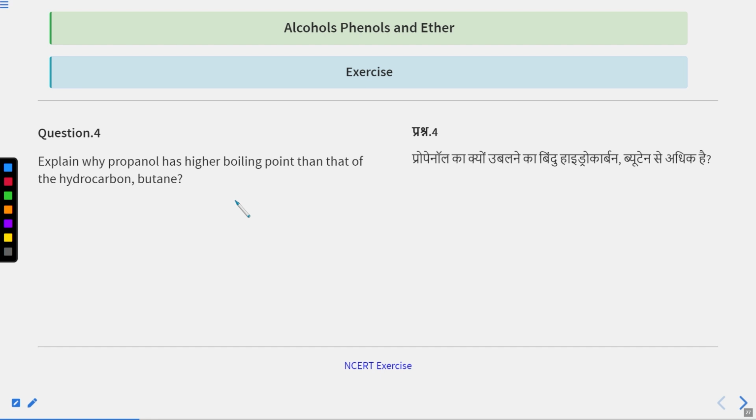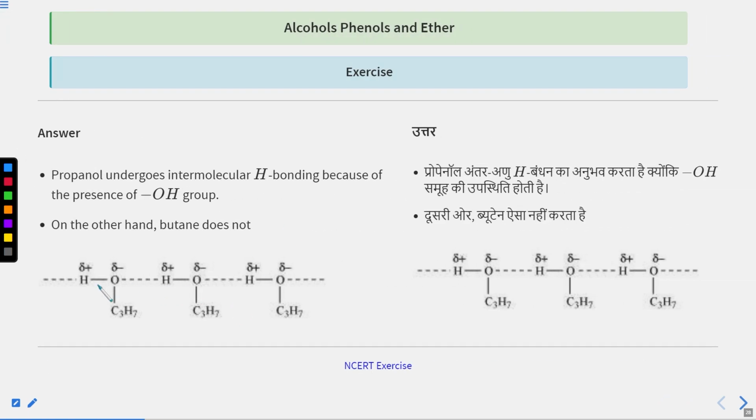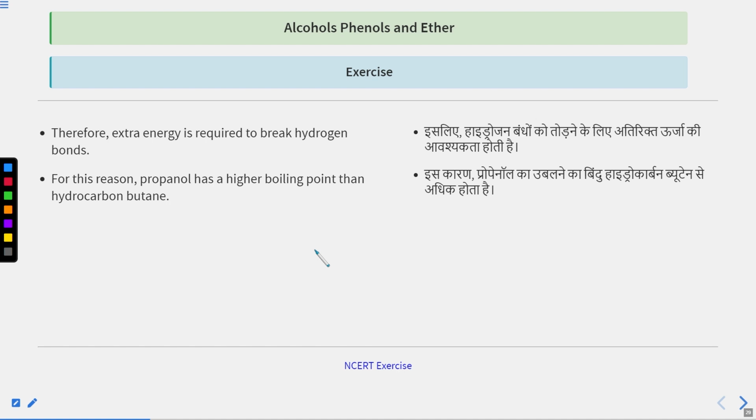This question is done. Explain why propanol has a higher boiling point than the hydrocarbon butane. So the answer is very simple. Since propanol has hydrogen bonding due to the presence of the OH group, it has a higher boiling point as compared to butane, which has no OH group present. See, it has been drawn here. The interaction is shown here. On the other hand, butane does not have any such hydrogen bonding. For this reason, propanol has a higher boiling point. Because of hydrogen bonding, they will require more energy to break through the bulk and go into the vapor phase.